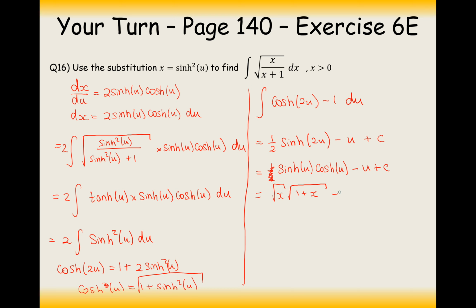And the final part is u, so we square root the x and then inverse the sinh, so it's going to be minus arsinh of root x plus c. And there we are, that's the answer for this question here.